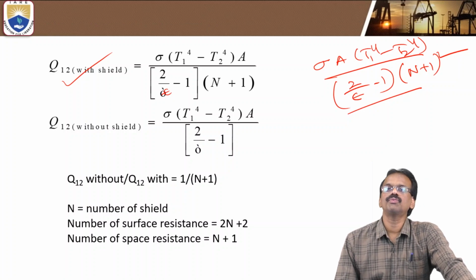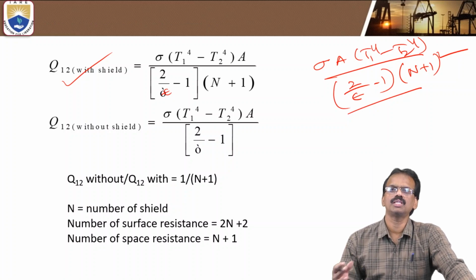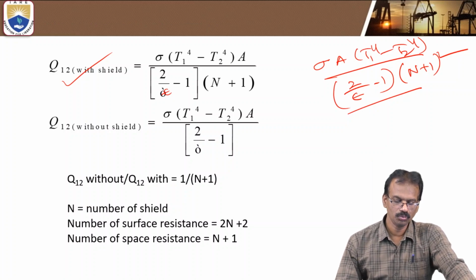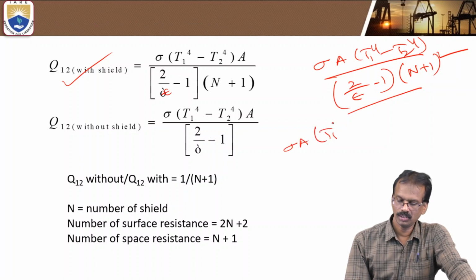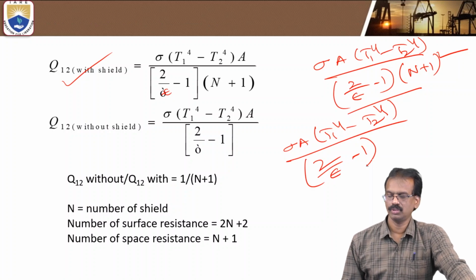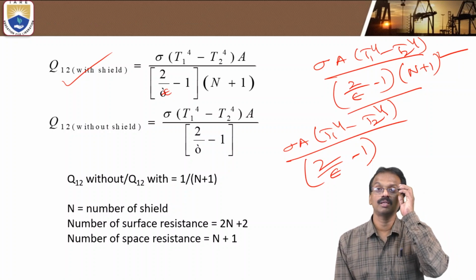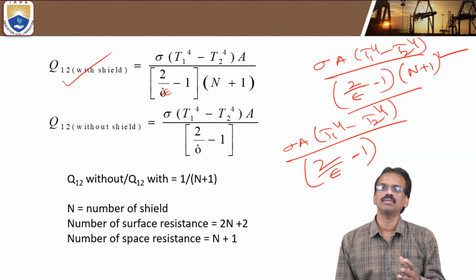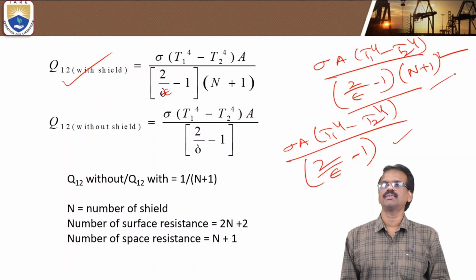Next, Q12, the rate of heat transfer between two surfaces without any shield placed between them. The formula is sigma into area into T1 to the power of 4 minus T2 to the power of 4, divided by 2 by epsilon minus 1. If the emissivities are the same, these are the formulas with shield and without shield. You have to remember these formulas for solving different numericals.